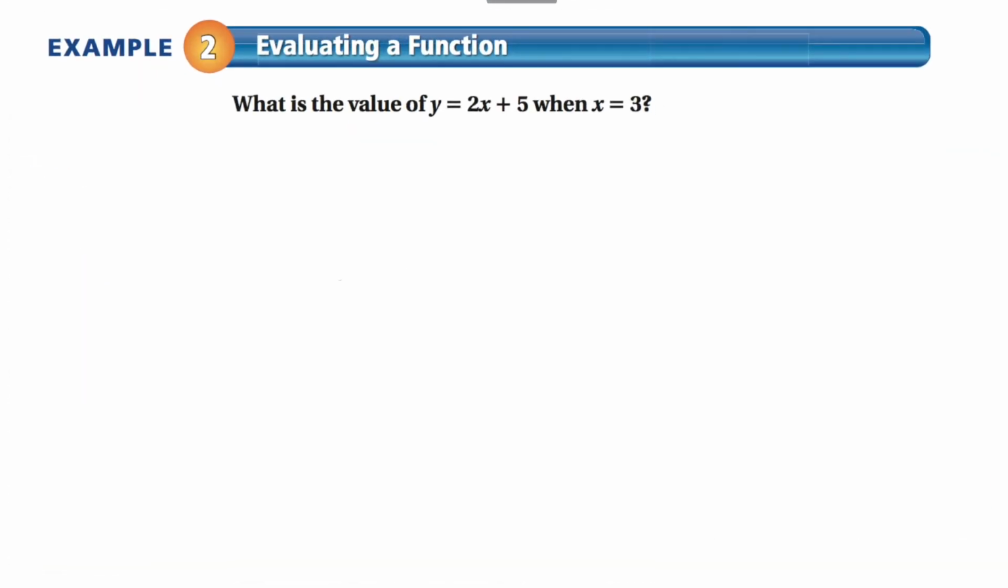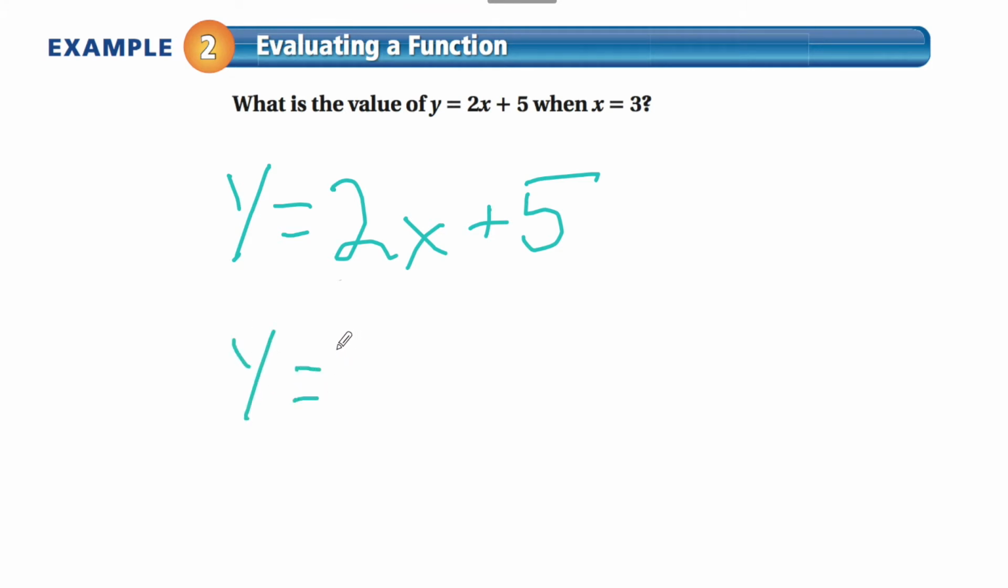Okay, example 2 is evaluating a function. You guys should be pros at this by now, but we'll go over it one more time anyway. We want to know what is the value of y equals 2x plus 5 when x equals 3. First thing we have to do is rewrite our equation. y equals 2x plus 5.